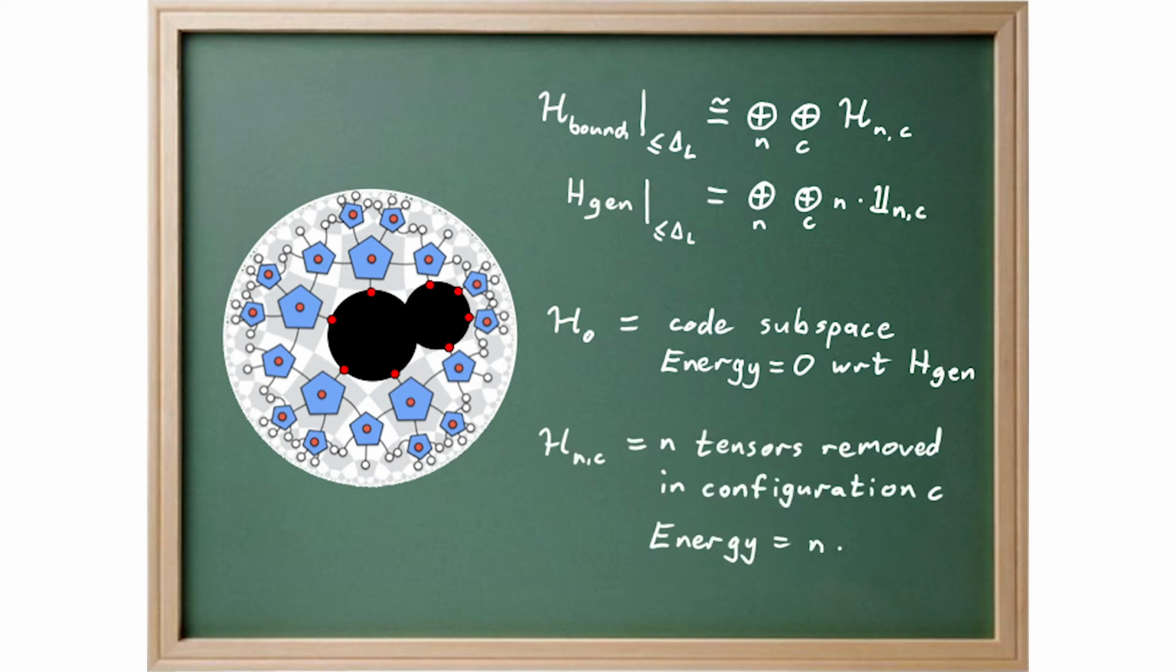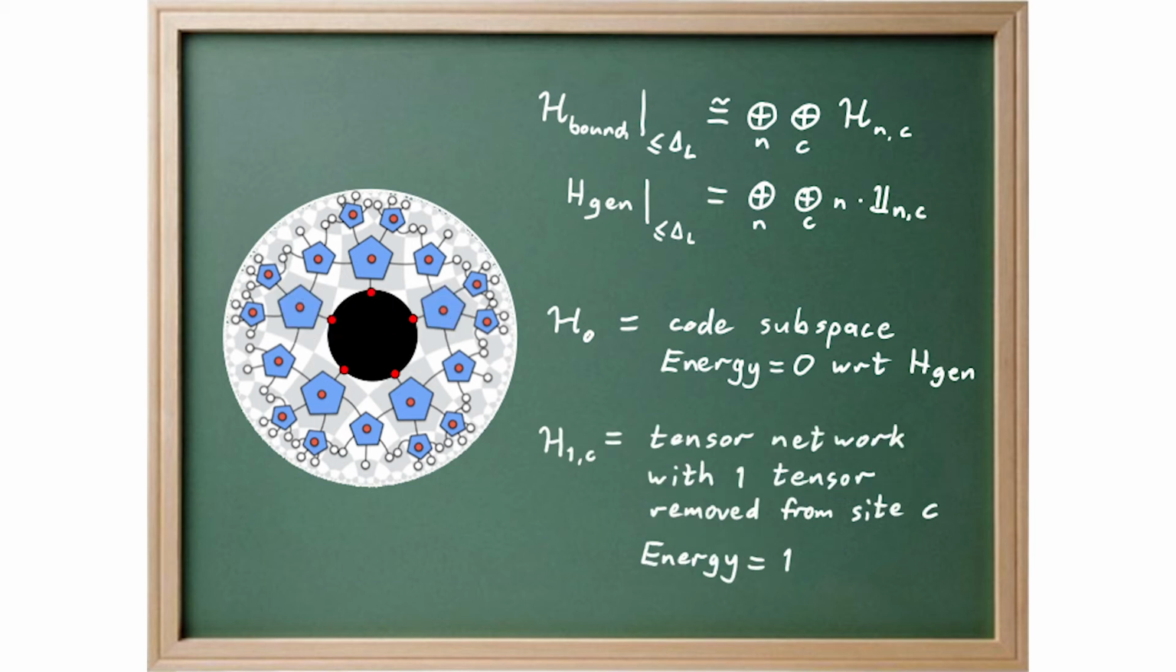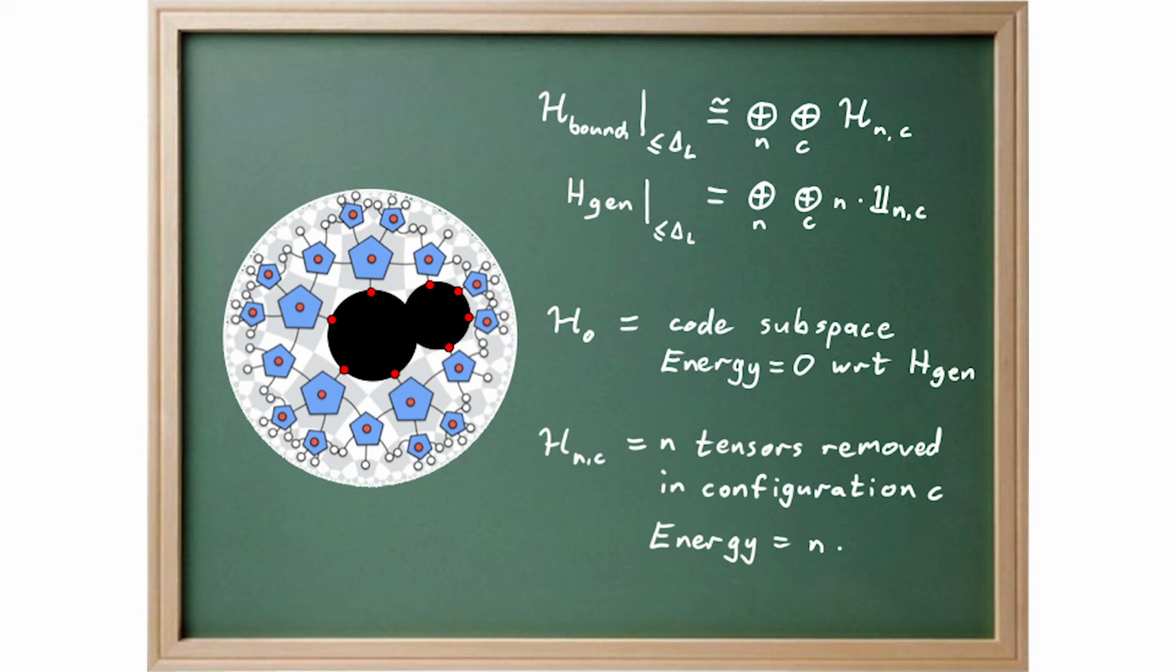And then if we have 2 black holes, that lives in a different part of this direct sum with energy 2 delta, and so on and so forth. So our Hilbert space on the boundary breaks up into a direct sum over subspaces. The lowest energy one corresponds to the complete tensor network, the next highest one corresponds to a tensor network with 1 hole, the next highest one in energy corresponds to a tensor network with 2 holes, etc. All of these geometric structures are there in the boundary in a direct sum.